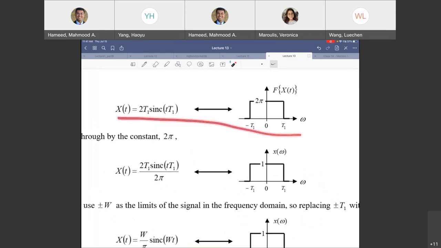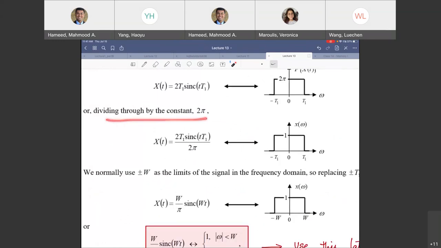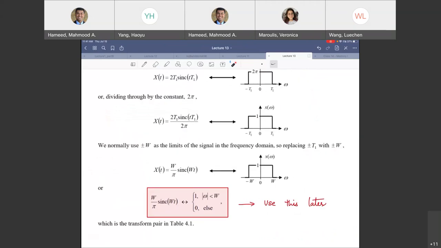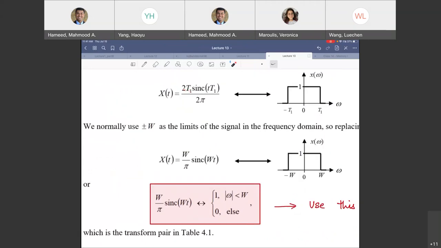We started off with what we derived earlier using the concept of duality, sinc in time, rectangle in frequency. Then we divided through by 2 pi everywhere. So if you divide by 2 pi, you got a 2 pi division in here, and that became 1, right? You divided this by 2 pi, and you divided this by 2 pi, so that 2 pi became 1 there. Instead of using plus and minus t1 for the limits, we will use plus and minus w for the limits. So if you do that, what do you have? 2t1, so this 2 gets canceled. And instead of t1, I'm using w there. And then pi remains as is.